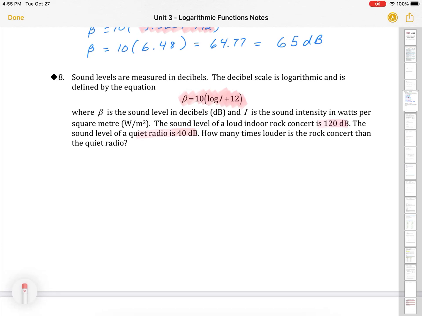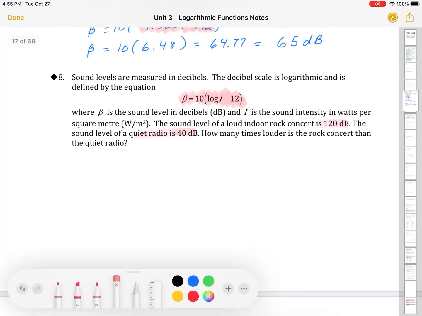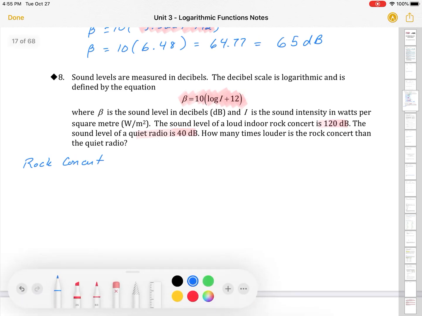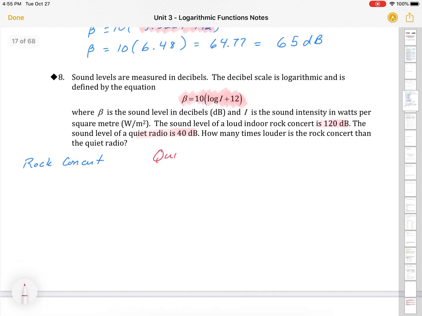Okay, so I was doing it right. It threw me off because the answer to the rock concert was 1, and it just threw me off. So never mind, sometimes that's the answer. So we have a rock concert here, and we're going to do the quiet radio here.